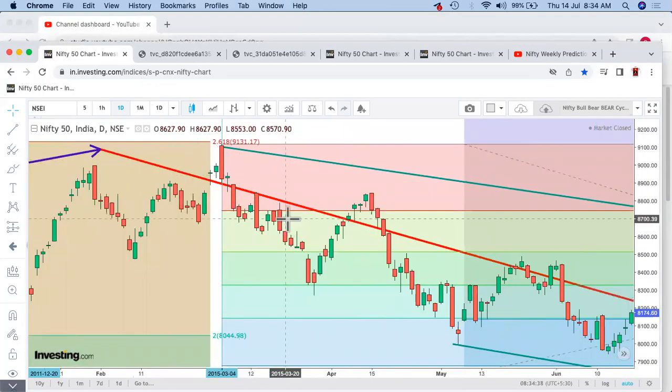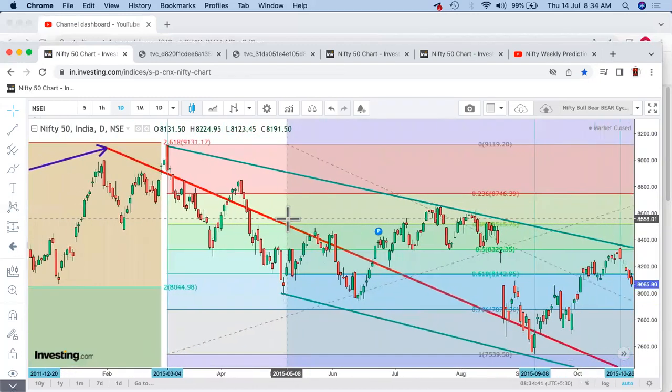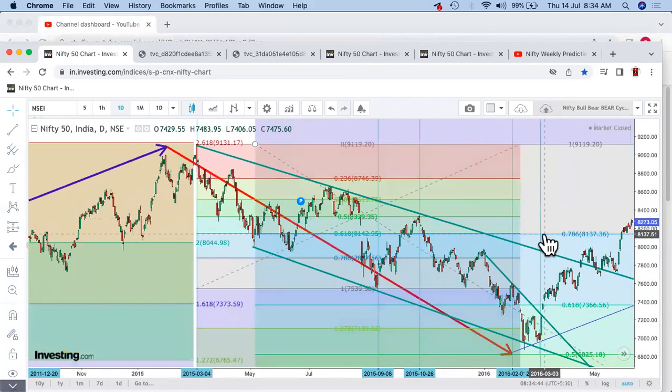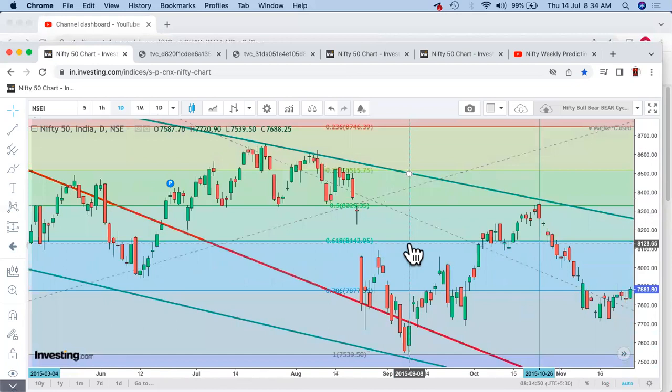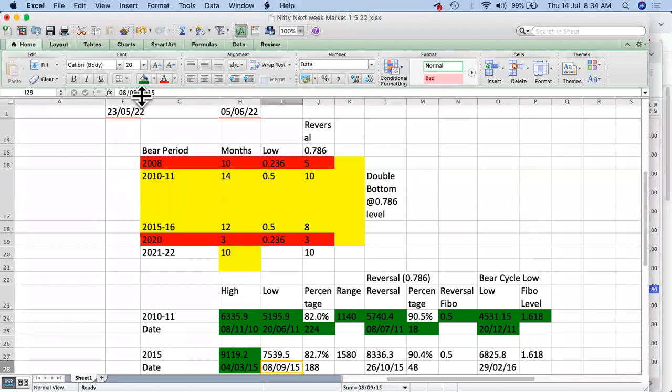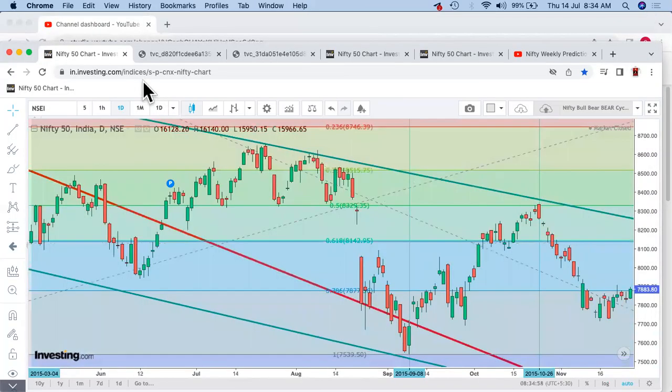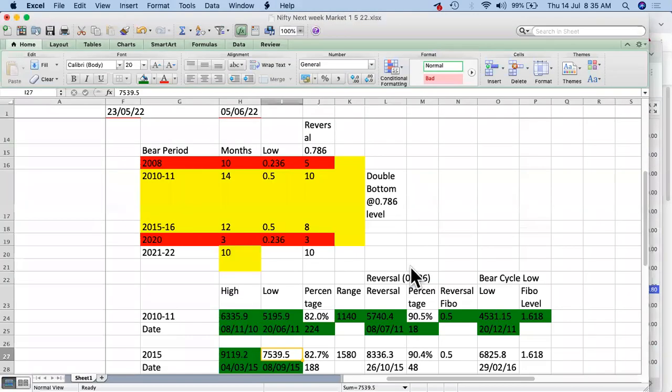Right after that, my low had come down before my 0.76 level. So this is my 0.76 level. This was my low and after that I got a high. So my low was somewhere around 8th of September 2015, and the low level we are considering over here is 7539.5. Right, it took somewhere around 188 days. These are just calculations, and the range which was found is 1580.